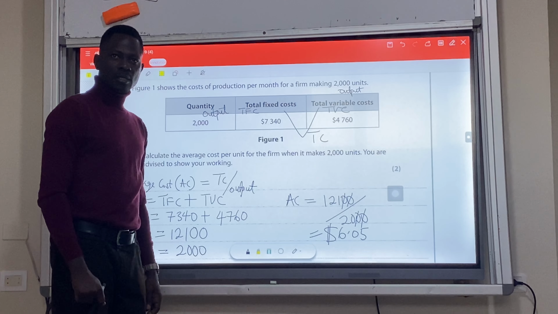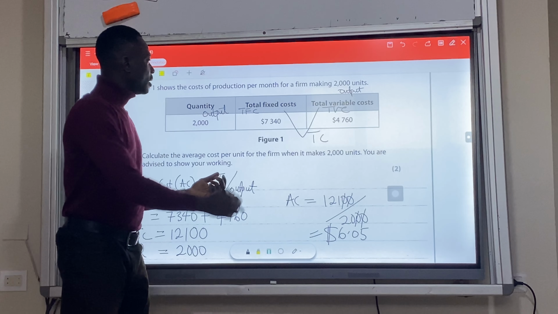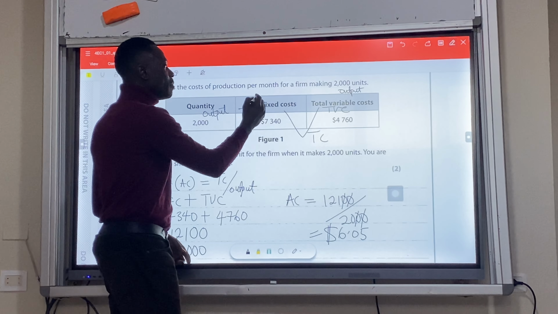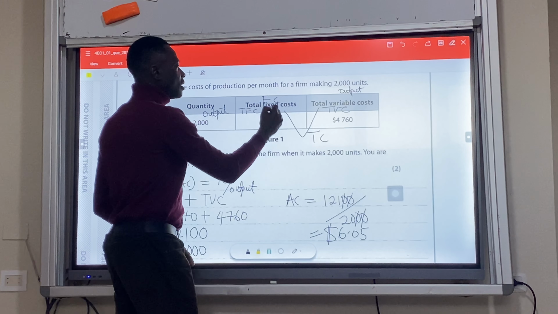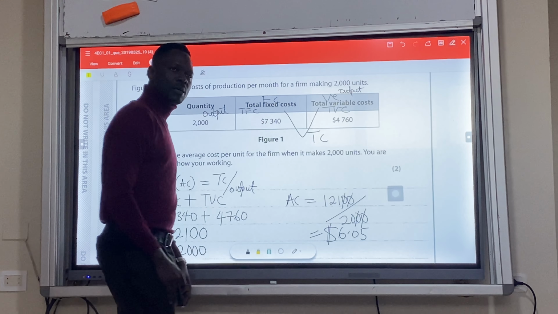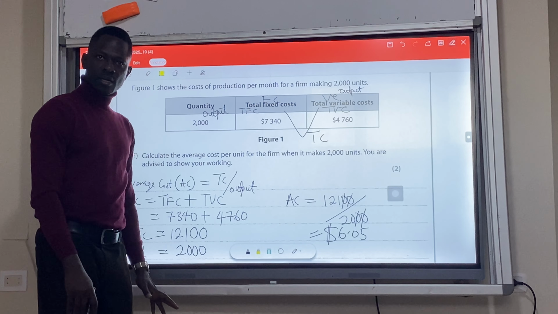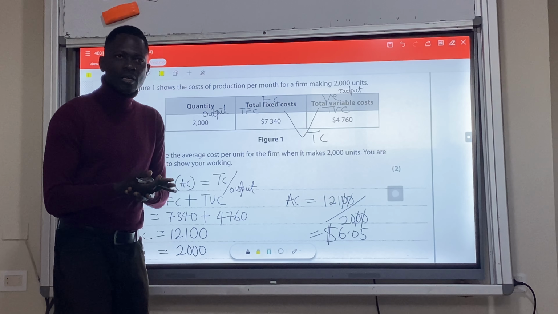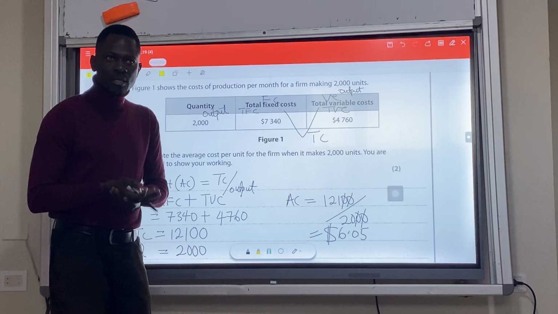Do you get it? Do you understand what I'm saying here? The combination of these two gives us TC. Sometimes you might not see TFC, you might see FC, and you might see VC. They are still the same. Is it clear? Yes. In the exams, you might not see TFC, you might be seeing FC. It's the same as TFC.